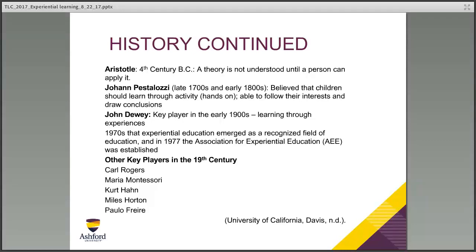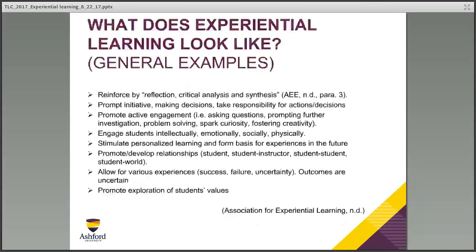In the 1970s, experiential education emerged as a recognized field of education, and then the Association for Experiential Education, or AEE, was established in 1977. So this form of learning is still very new when recognized in the field of education, but as you could see, it has had strong foundations for a very long time now. There are other really great players in the 19th century that are very important to mention, and some of these are Carl Rogers, Maria Montessori, Kurt Hahn, Miles Horton, and Paulo Freire.